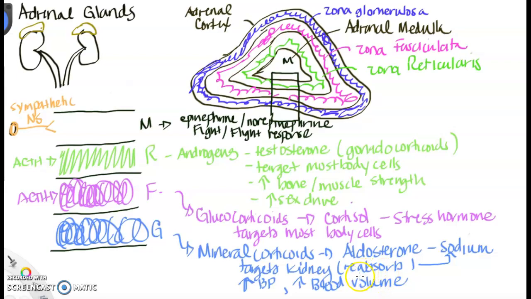So that's the adrenal gland. The medulla and the cortex, which is again separated into those three zonas. And so androgens, glucocorticoids, and mineral corticoids. So make sure you go through each of these, make sure you know what cortisol is, and we'll talk more about cortisol and its effects. And aldosterone we will talk a lot about this semester.